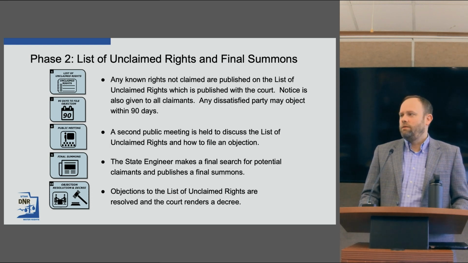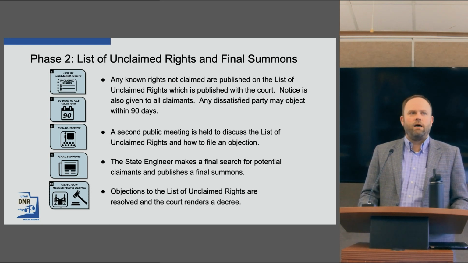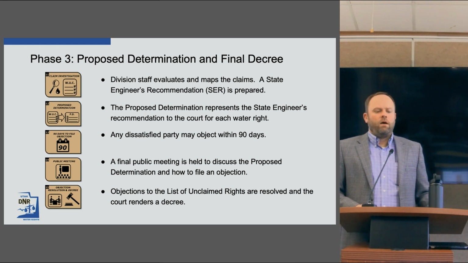And I guess maybe the last detail I have here is what we ultimately ask the court to do is to abandon all of those rights that are on the list of unclaimed rights. And so that gets all of those rights off to the side so we can now focus on the rights that have been claimed and presumably are in use. Okay? All right, phase 3.